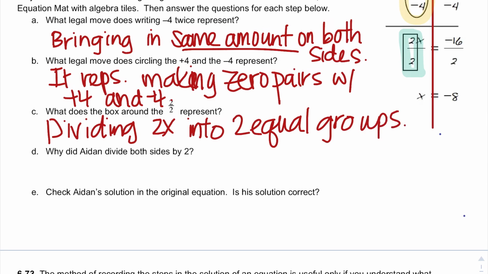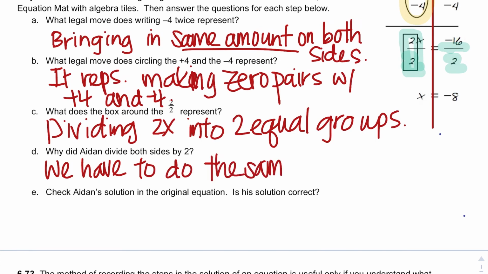Okay, why did Aiden divide both sides by 2? What we do to one side, we got to do to the other. So we got to do the same thing here as we did on the left side. So why did Aiden divide both sides by 2? We have to do the same thing on both sides.